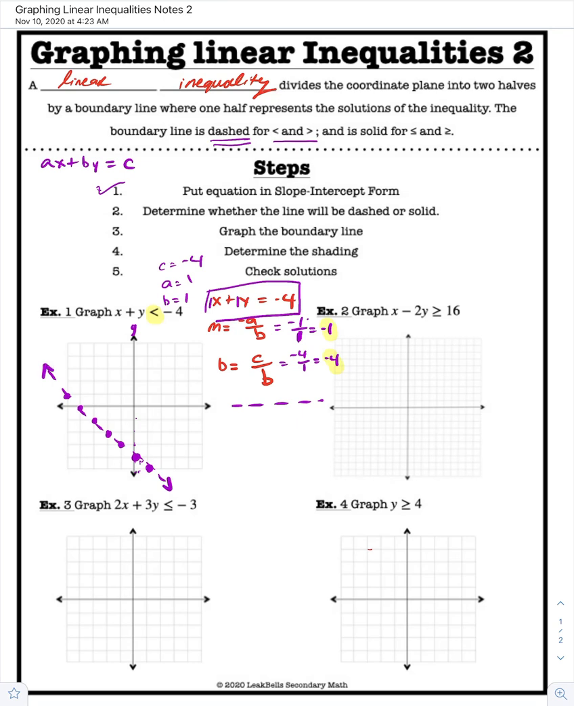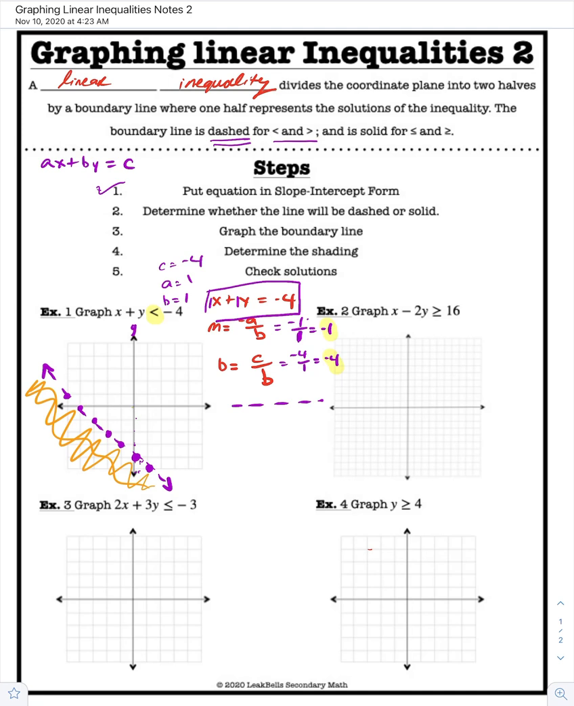And now for the next step, we have to determine the shading. This is a less than symbol. So we're looking for all our y values that are less than our line here. So that's all down here. And that's how we're going to shade. All down here, because that's where it's less than. All right. And then we check for a solution.